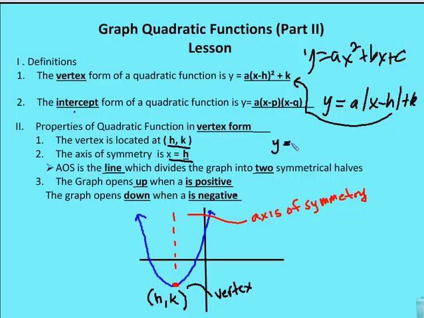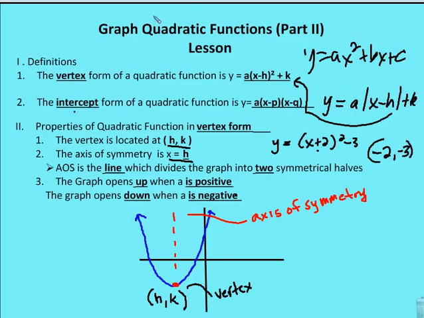If I had an equation y is equal to x plus 2 squared minus 3, then the vertex is going to be h, k. And remember, when we have a value in parentheses, the sign is reversed. So my vertex is going to be negative 2, negative 3.